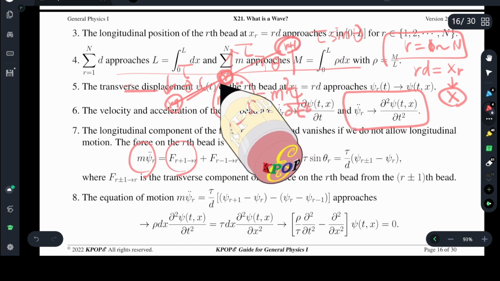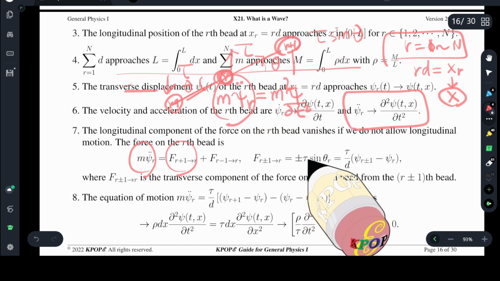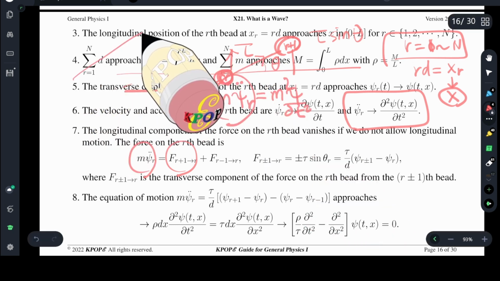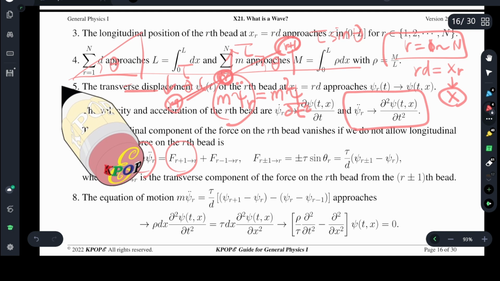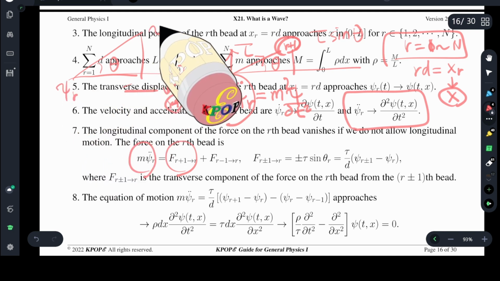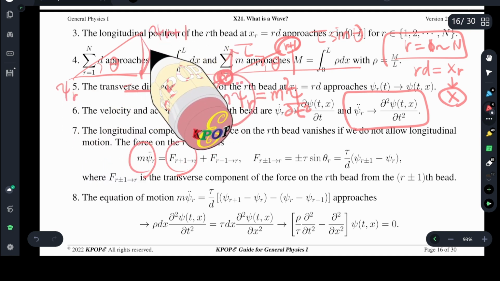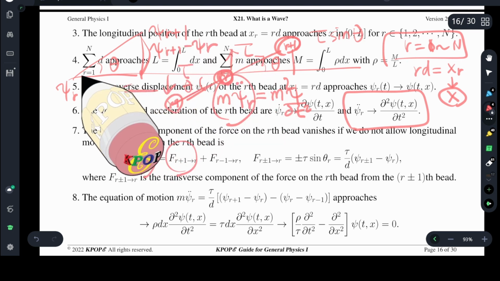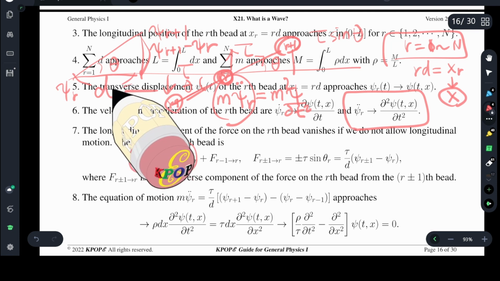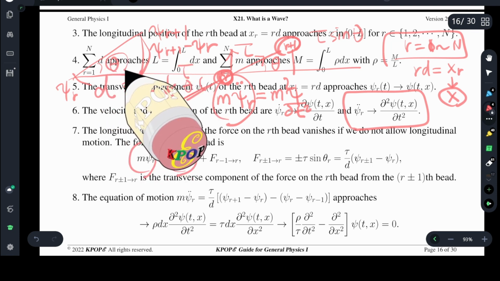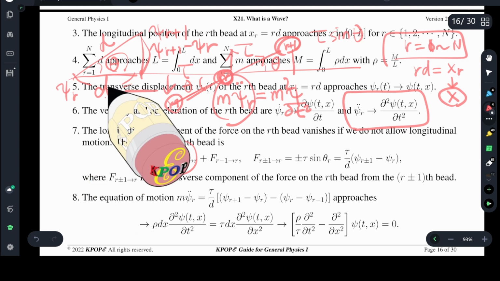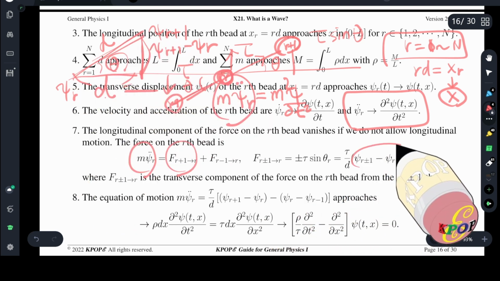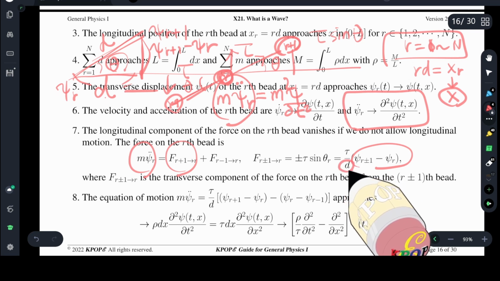So I add this one. The r plus 1 term applies this one. And the force is plus tau sine theta r. And what is sine theta r? This is psi r. This is psi r plus 1. The difference is psi r plus 1 minus psi r, and the width is d. And for small theta, the hypotenuse is almost the same as d. So this one over d is sine theta.